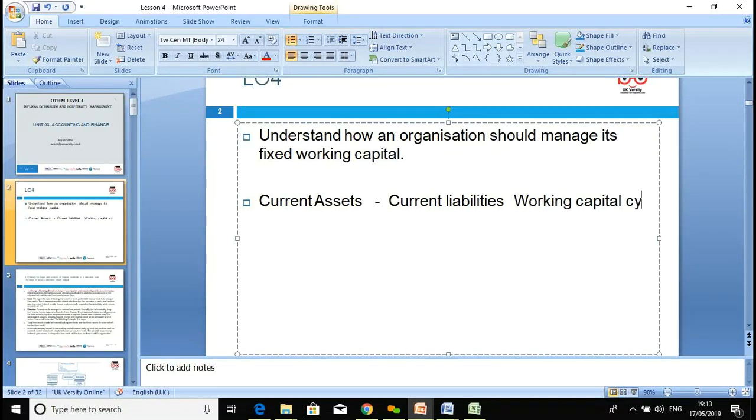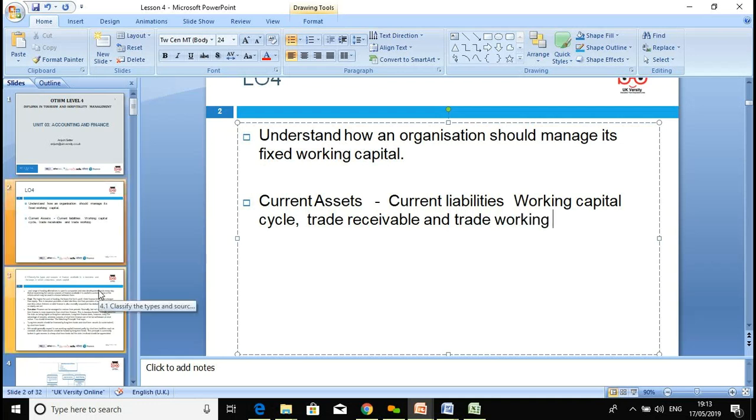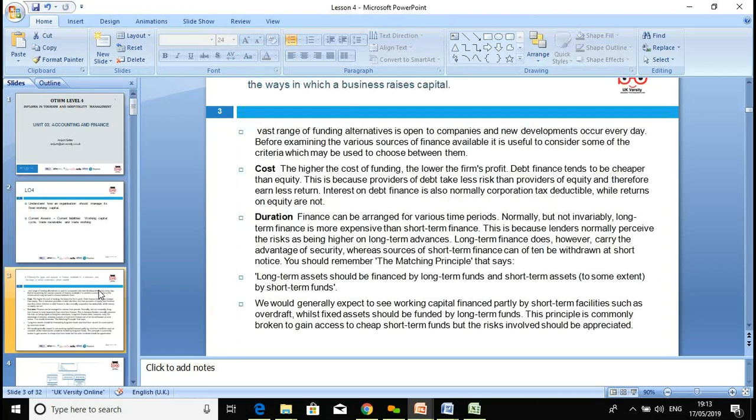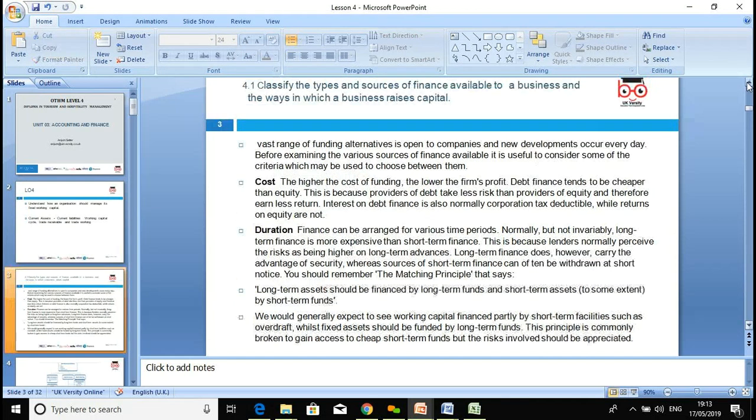This is also known as the working capital cycle, or working capital, like trade receivable days, trade payable days, and inventory turnover days. So these all come under working capital. So we need to manage working capital. It means the assets that are near to cash, we need to manage them effectively.